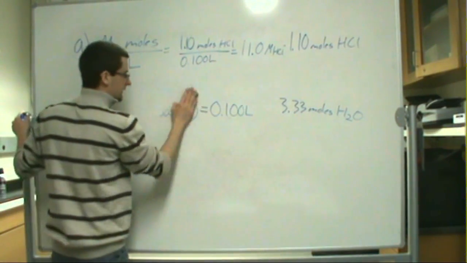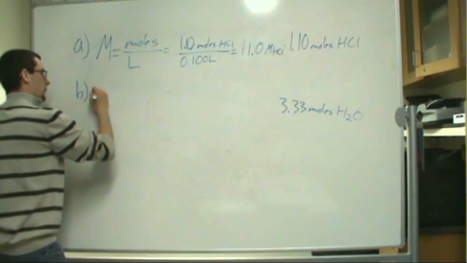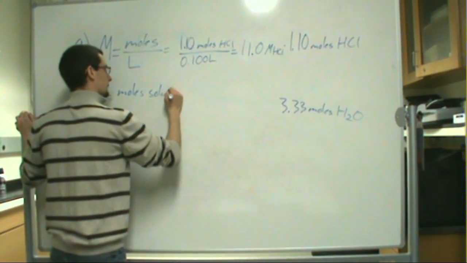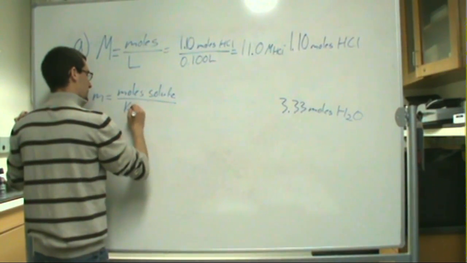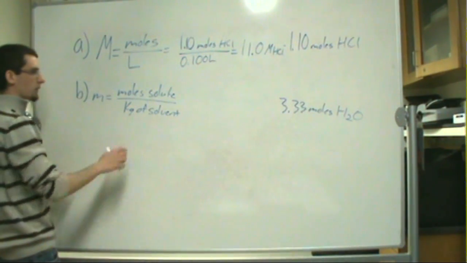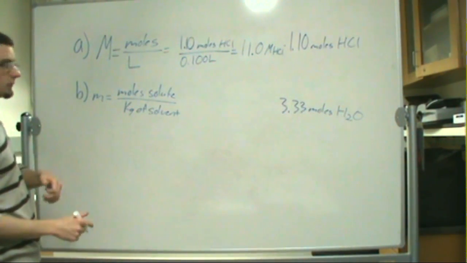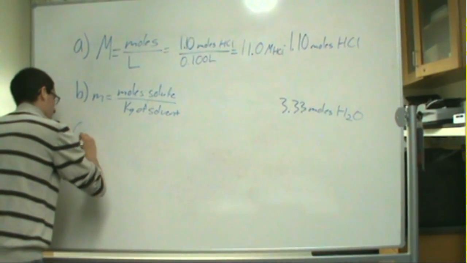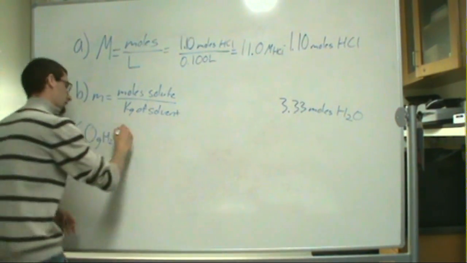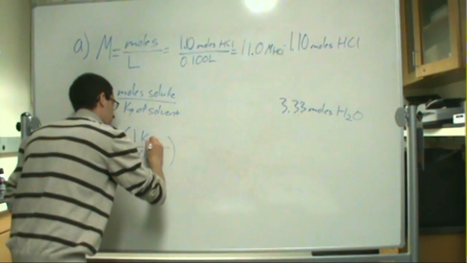Now, let's figure out our molality. Part B. So, molality is defined as moles solute divided by kilograms of solvent. So, we know our moles of solute, which is the hydrochloric acid, but we do not know the kilograms of solvent. So, our solvent is water, right? We know we have 60 grams of H2O. We need to convert this to kilograms, which is an easy conversion. All you do is divide by 1,000, because there are 1,000 grams for every 1 kilogram.